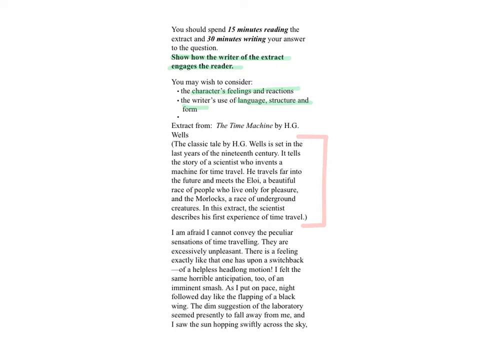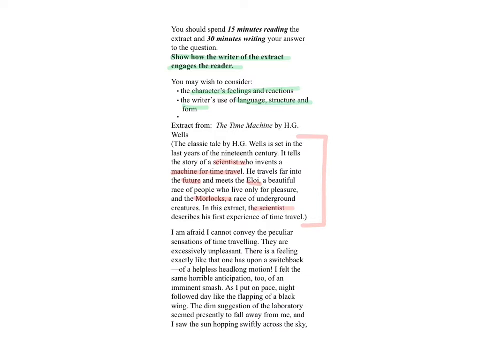There's this classic tale by H.G. Wells, is set in the last years of the 19th century. It tells the story of a scientist who invents a machine for time travel. He travels far into the future and meets the Eloi, a beautiful race of people who live only for pleasure, and the Morlocks, a race of underground creatures. In this first extract, the scientist describes his first experience of time travel.